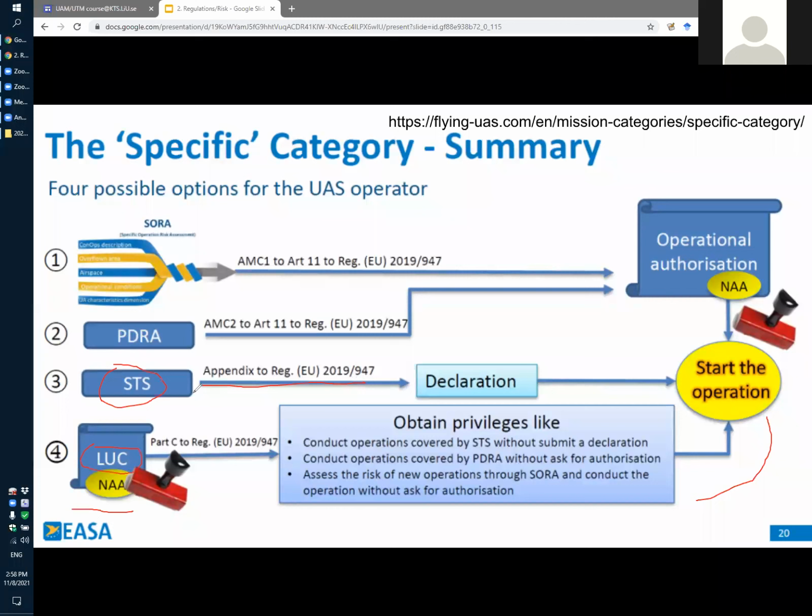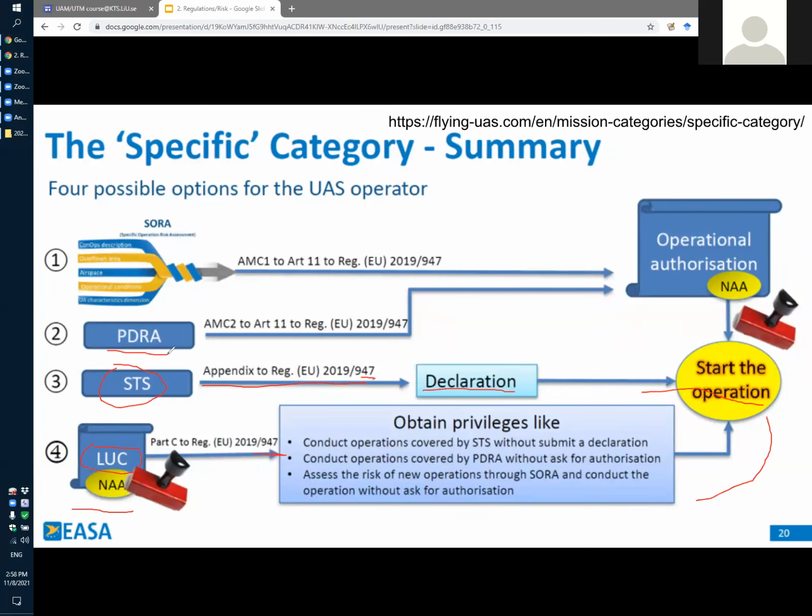Again, here is a link to the corresponding regulations. I mean, all of them are in 947, but in different places. Standard scenarios are something that was developed before you, and you don't have to do risk assessment. You more or less declare, I'm starting one of these standard scenarios. And then the authority can check whether you can really do it or not. But again, no approval is needed.